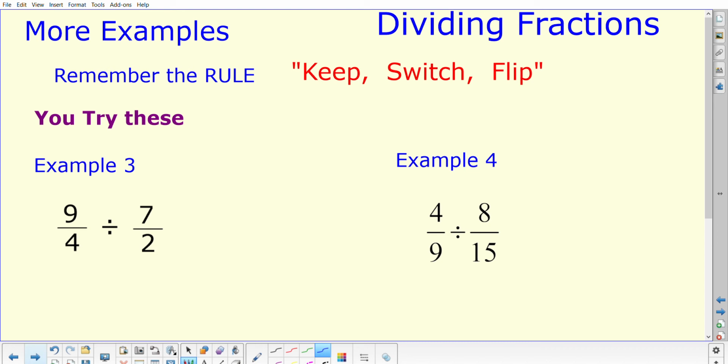So here are 2 for you to try. Again, pause the video and then you can check your answers as I've got them written down. So for example 3, using the keep, switch, flip rule, we keep the first fraction, 9 over 4. We switch, that middle sign becomes a times, and we flip the second fraction over.